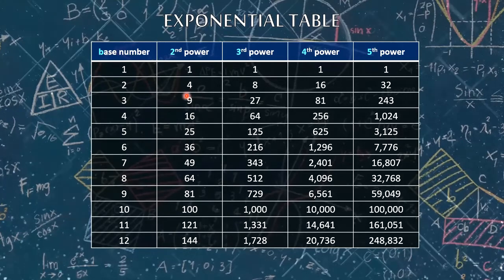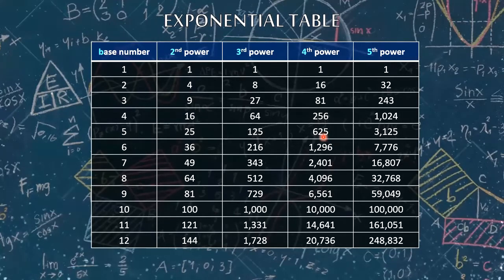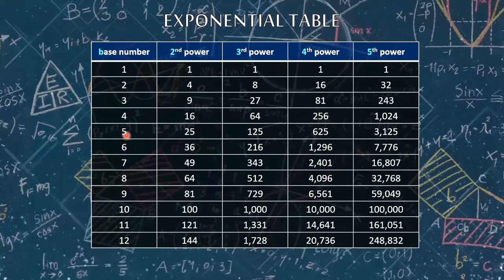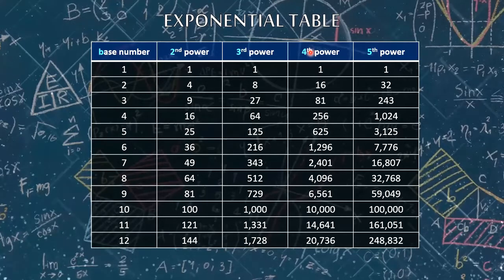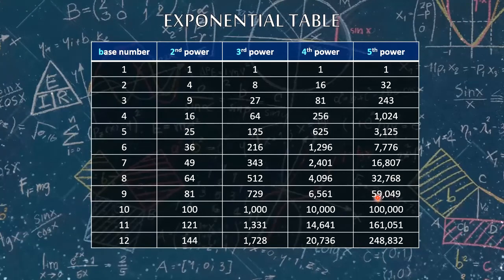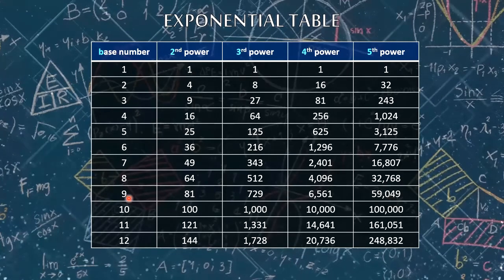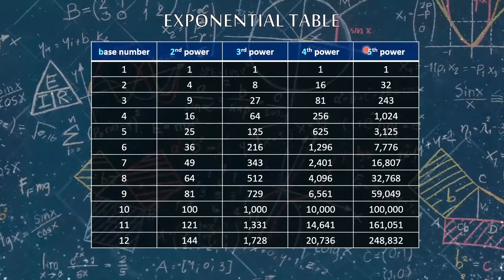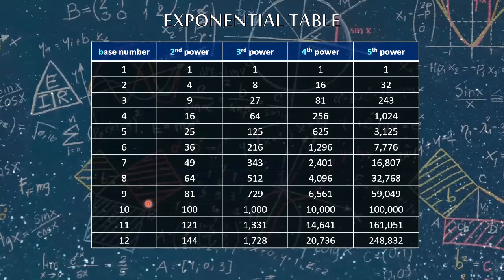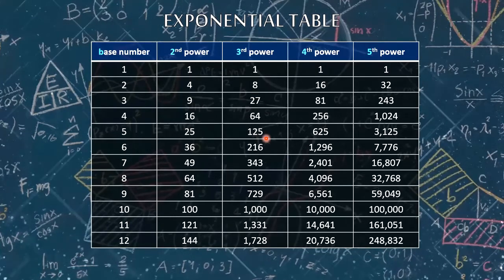Or this number, 625, can be expressed into exponential form as 5 raised to the power of 4. Or this number can be expressed into 9. This 59,049 can be expressed into 9 to the 5th power. So just familiarize this exponential table because this is needed in solving exponential equation.